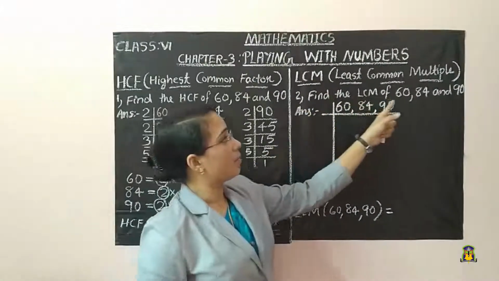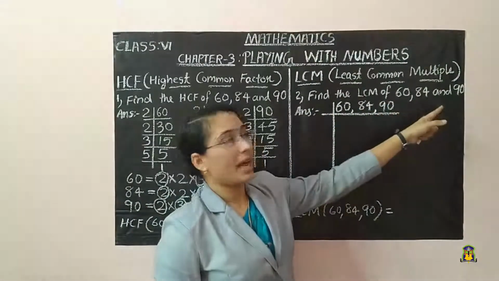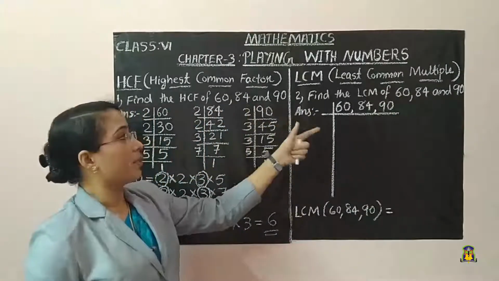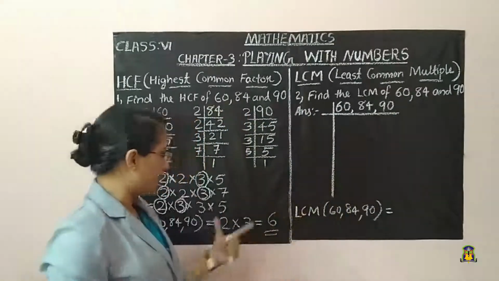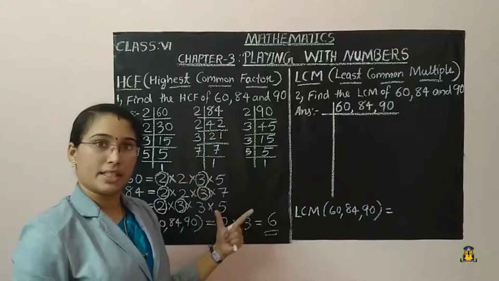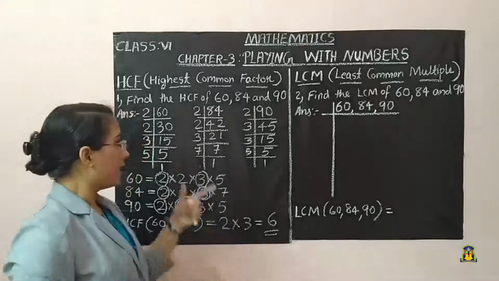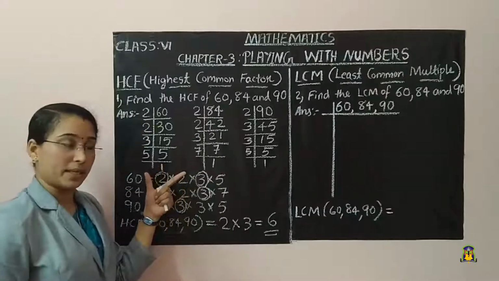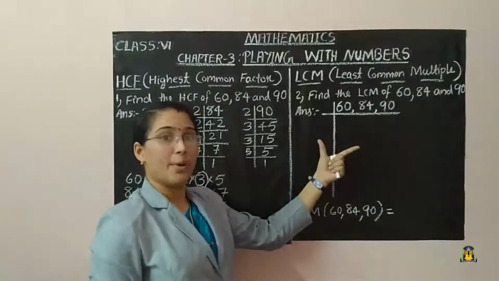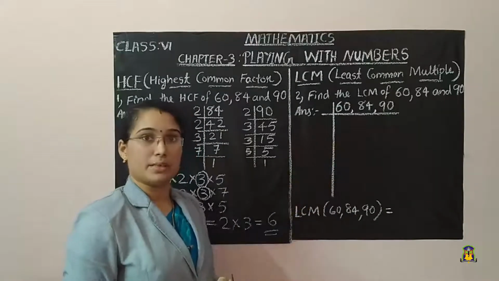Find the LCM of 60, 84 and 90. Same numbers, because after getting this answer we can compare the answers, HCF and LCM, and see what the difference between them is. Here, for HCF, we used the prime factorization method. For finding LCM, we are using the division method.